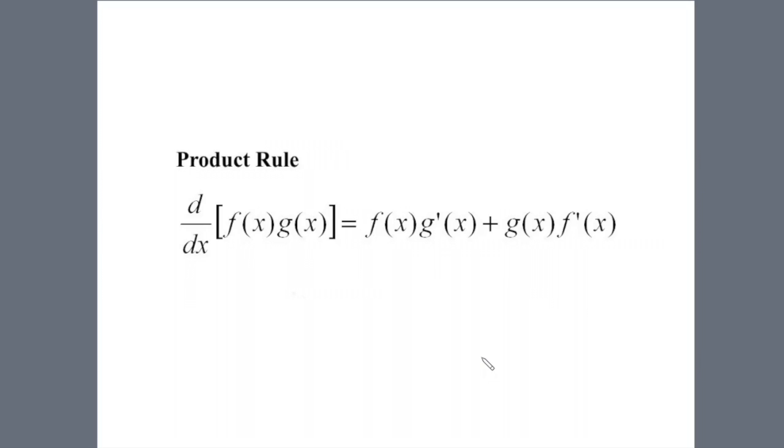In this video, I am going to be explaining how the product rule works and the reasoning behind it. The product rule states that the derivative of two functions multiplied together is the value of the first function times the derivative of the second function, plus the value of the second function times the derivative of the first function.